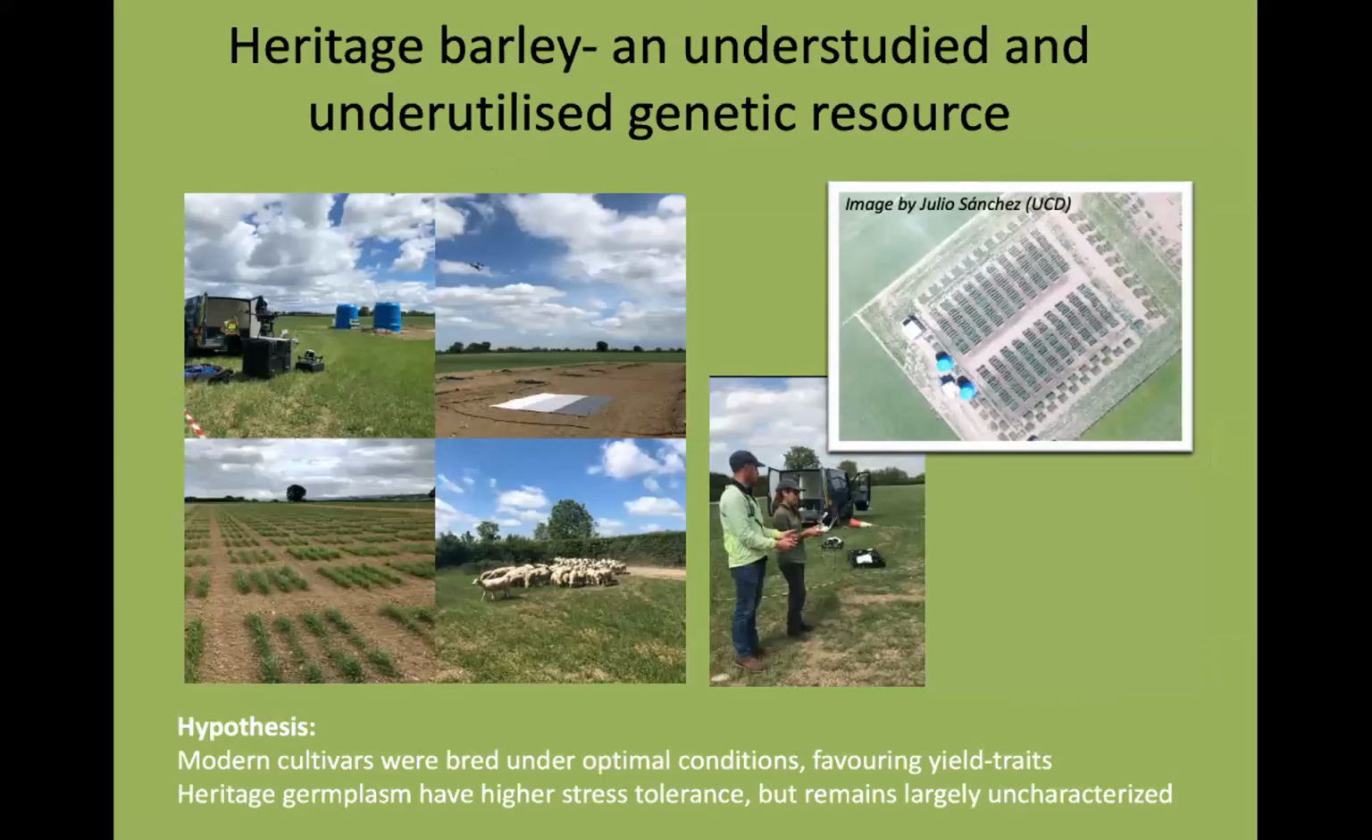Heritage barley is an underutilized and understudied genetic resource. Our hypothesis is that modern cultivars were bred under optimal conditions, favoring yield traits, while the heritage germplasm, including nine Irish heritage lines, has higher stress tolerance but remains largely uncharacterized. I'm going every other week to the field and taking UAV images, and we'll also deal with hyperspectral data, which should be fun and interesting, and I'm looking forward to that.